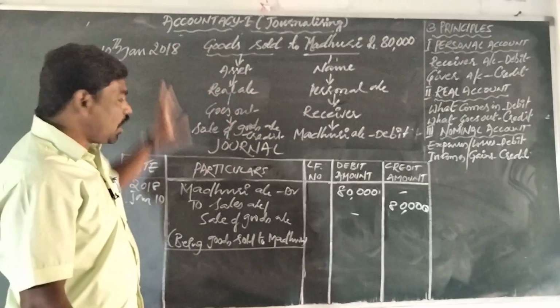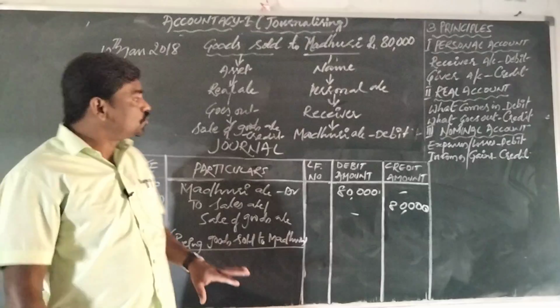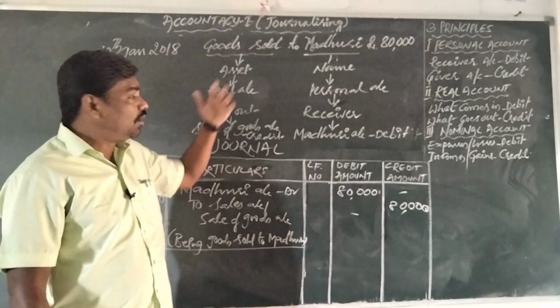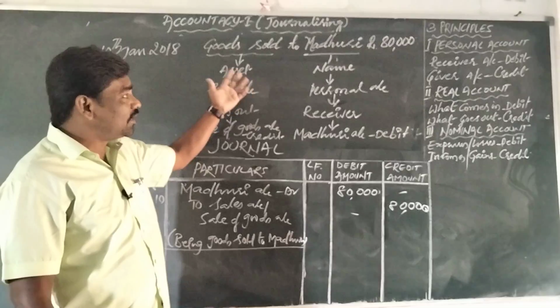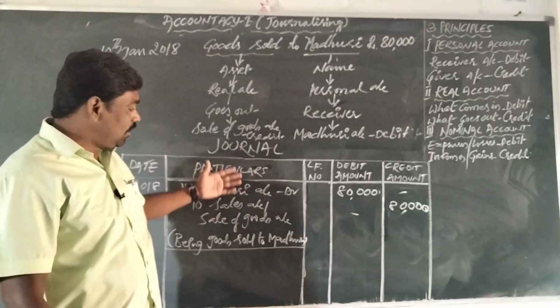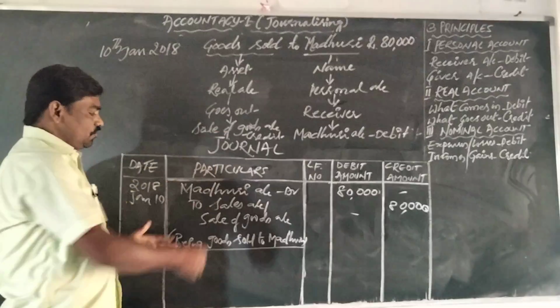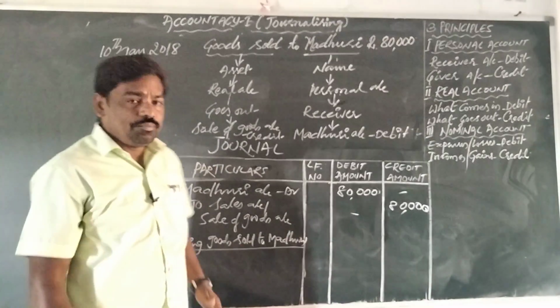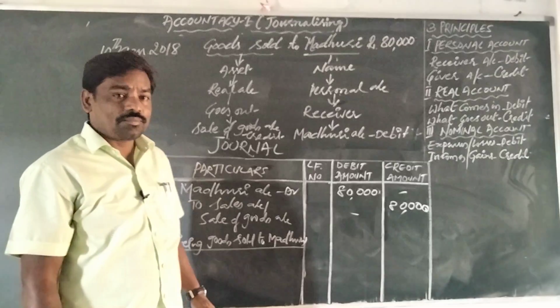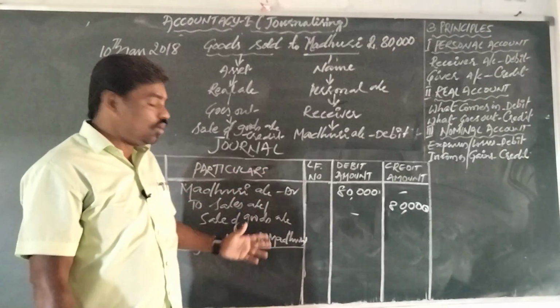Okay students, I hope you understood how to write the journal entry for the given accounting transaction when credit sales are given in the transaction. You can write the entry in the journal in this way. I hope you understood how to write the credit sales entry in the journal.